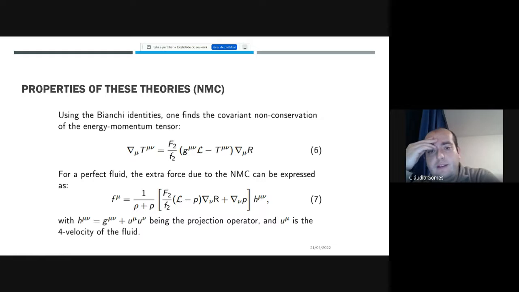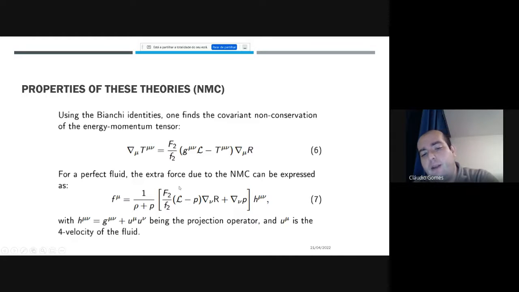Using the Bianchi identities, we find that in these theories, the energy momentum tensor is covariantly non-conserved. So there is no longer a conservation law, in particular for matter fields. And in particular, a perfect fluid will feel a deviation from the geodesic motion due to the introduction of an extra force, which clearly depends on the matter Lagrangian choice.